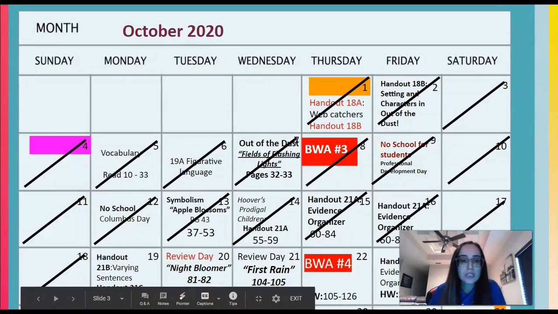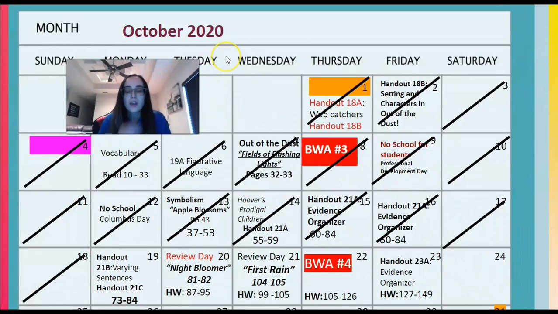Okay, so just a little glance at where we are in the month. Last week we went ahead and completed multiple handouts. We also went over one article, the Hoover's Prodigal Children article. And this week we are going to be continuing with Out of the Dust. We are about, I'd say, 75% done with the book. We need that leftover 25%. So please make sure you're keeping up with the readings. I do have here a schedule where you should be by the end of the week. Okay, so make that your goal for this week, to make sure you complete reading those pages.